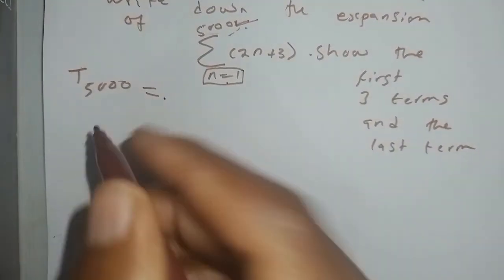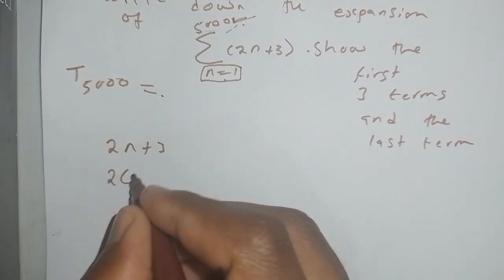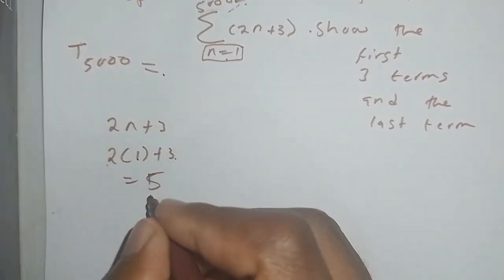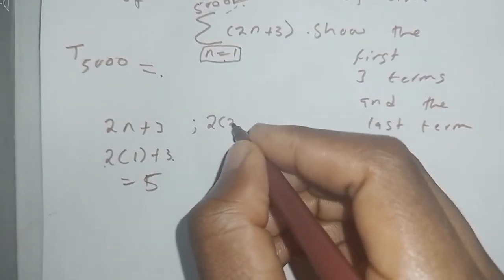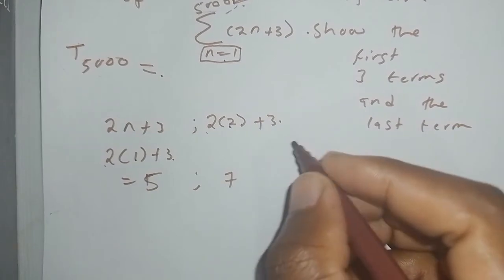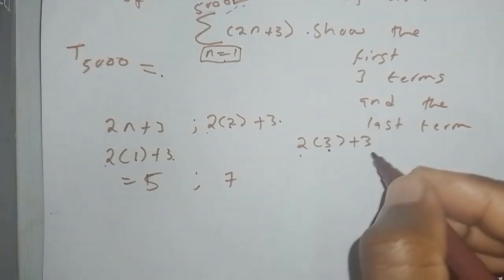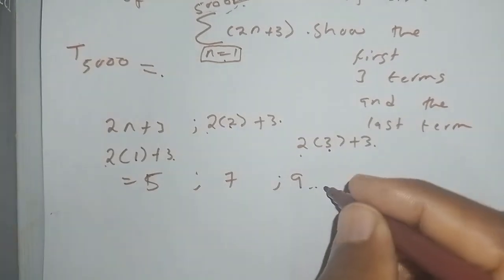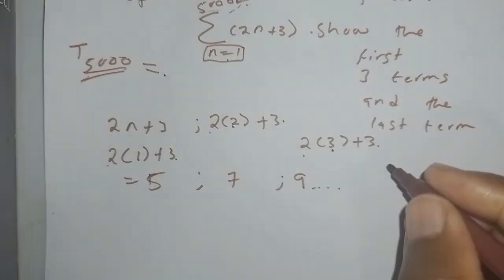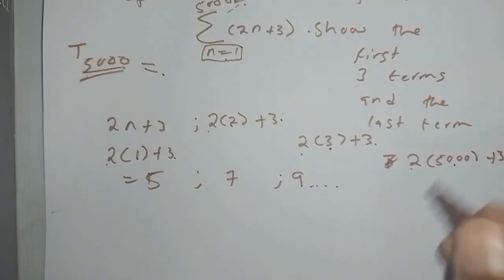Now we need to calculate the first 3 terms. I have 2n plus 3 as my equation. I'll have 2 into 1 plus 3. Not 1, but 5, because 2 times 1 is 2, plus 3 is 5. Second term, 2 into 2 plus 3: 4 plus 3 is 7. Then as you continue, 2 into 3 is 6, plus 3 gives 9. Now they say up to the last term, but we know the last position should be 5000. So I have 2 into 5000 plus 3. What is this? This will give me 10,003.